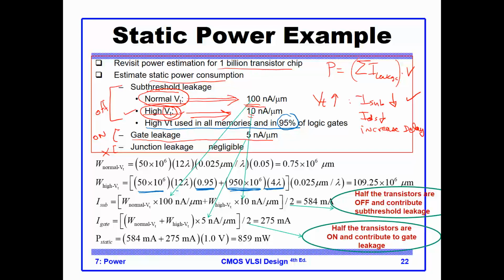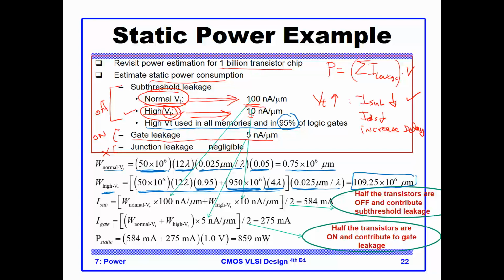Once I compute how many lambdas I have in the high VT, I multiply by the conversion between lambdas and micron. That will be the total micron of the devices that use high VT. Now, normal VT, we have only 5% of the logic. We multiply those by 12 lambdas because these are number of transistors. This is the conversion between transistor and lambda, and this is the conversion between lambda and micron. And we get the micron for the normal VT.